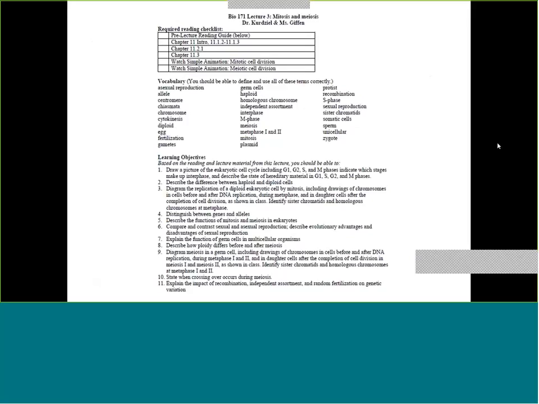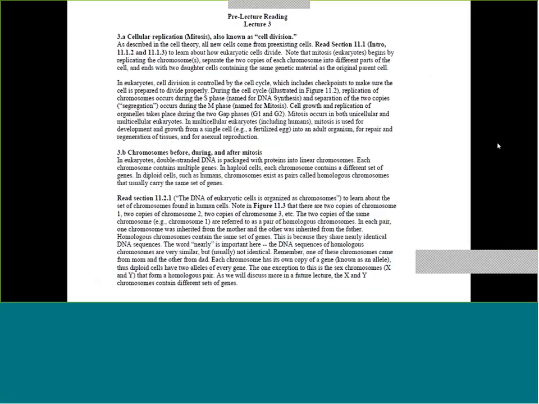So this is what a reading guide looks like, if you're curious. There's a little checklist here at the top that tells them which parts to read, the vocabulary list, and the learning objectives for one lecture. And then the prose is this. So 3A, as described by the cell theory, all these cells come from pre-existing cells. Read this section to learn about how eukaryotic cells divide. And so this gives them, as they're reading, a step-through kind of narrated guide.